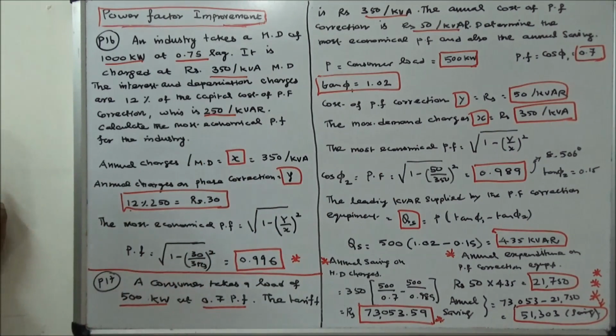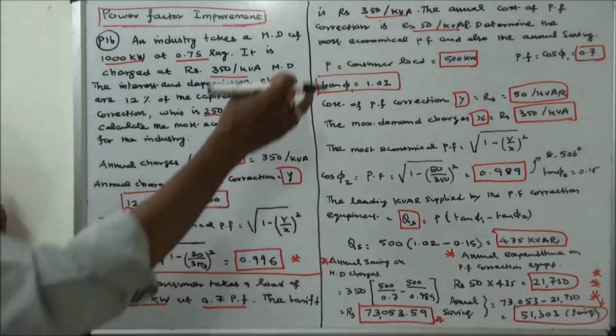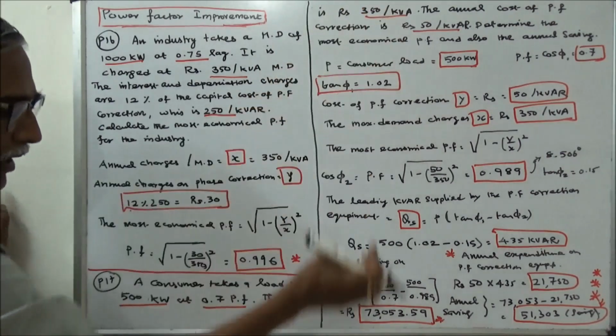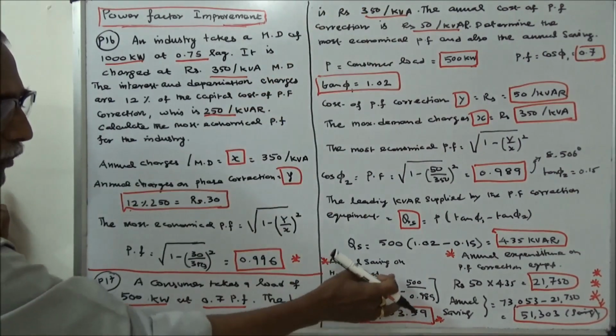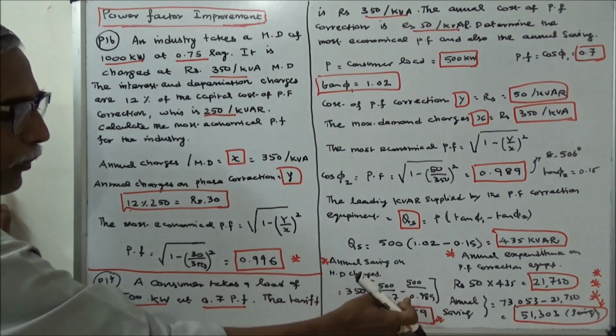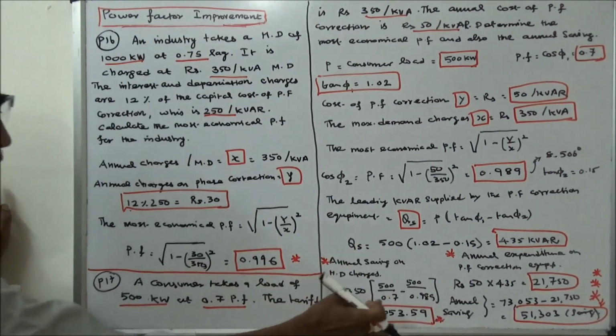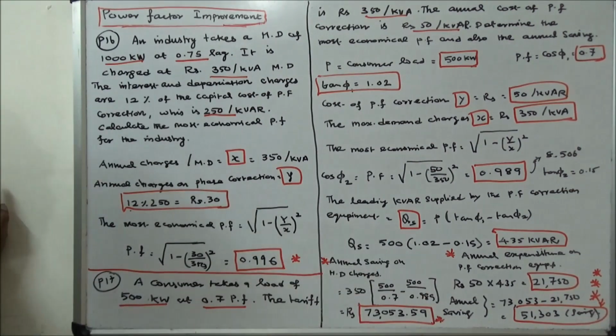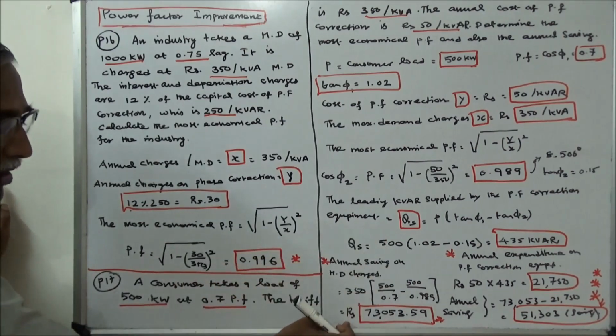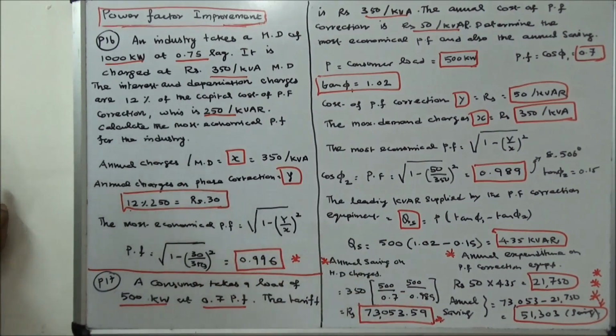Next we can calculate annual saving on MD charges. So this is 350 per kVA, 350 into (500 by 0.7 minus 500 by 0.989). This is cos phi 1, this is cos phi 2. So annual saving on MD charges is 73,053 rupees.